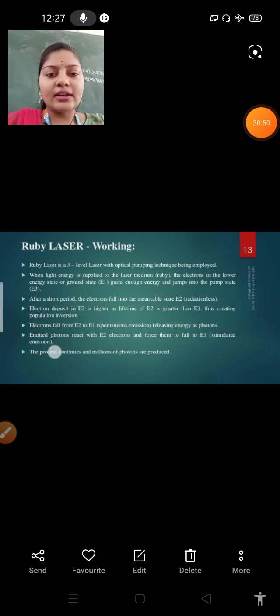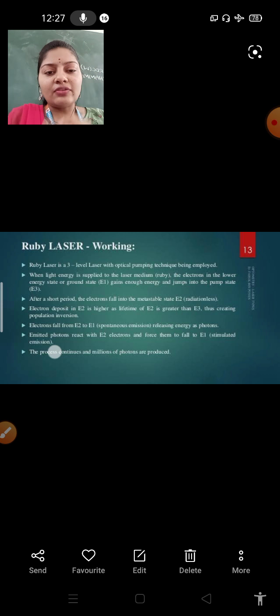So the ruby laser is a three level laser: E1, E2, E3. Whenever the xenon flash lamp is switched on, the photons emitted by the xenon flash lamp are directly transferred onto the ruby rod. Whenever the light of photons is incident on the ruby rod, the process begins.